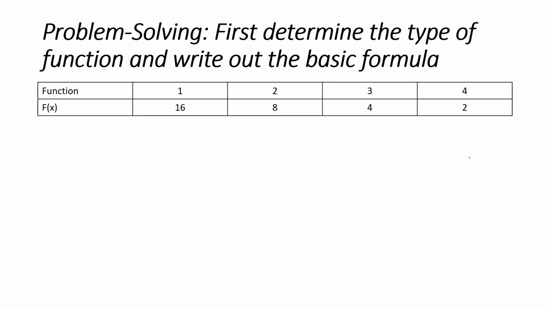All right. So when we get to the point of trying to determine the type of function, there are 3 basic types of functions that we've dealt with: linear, quadratic, and exponential. Now, linear functions have a constant rate of change.